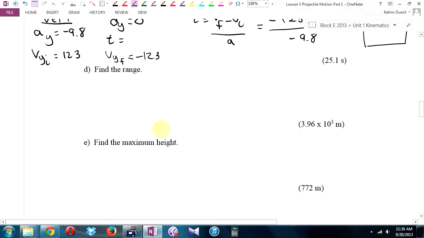Till, what's part D asking me to find? First, just read it to me. What does it say? Okay, find the range. Range is a physics word. Range refers to a distance. Which type of a distance? Horizontal or vertical?